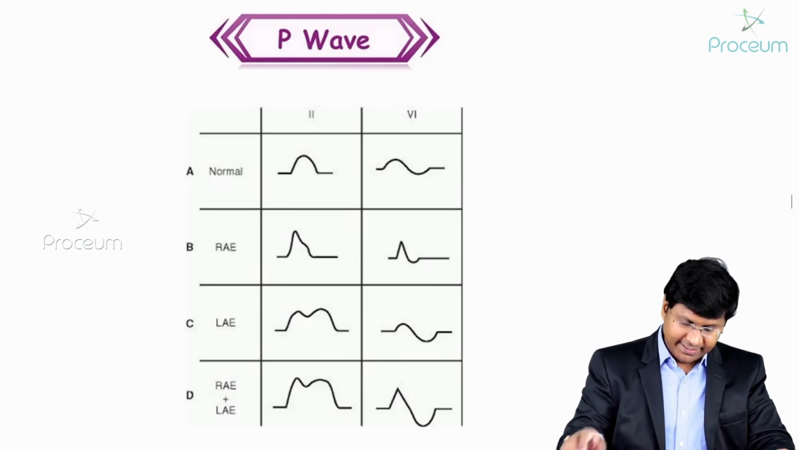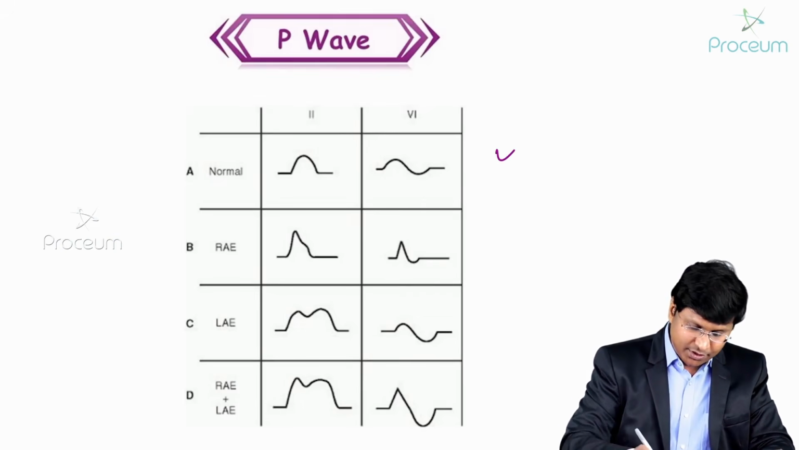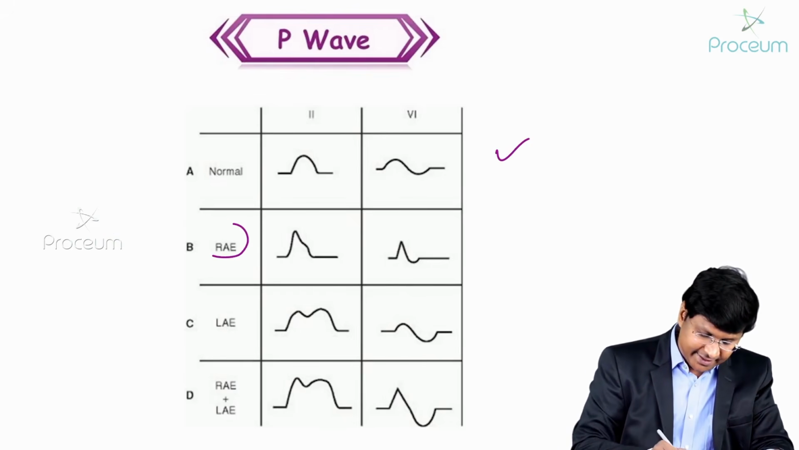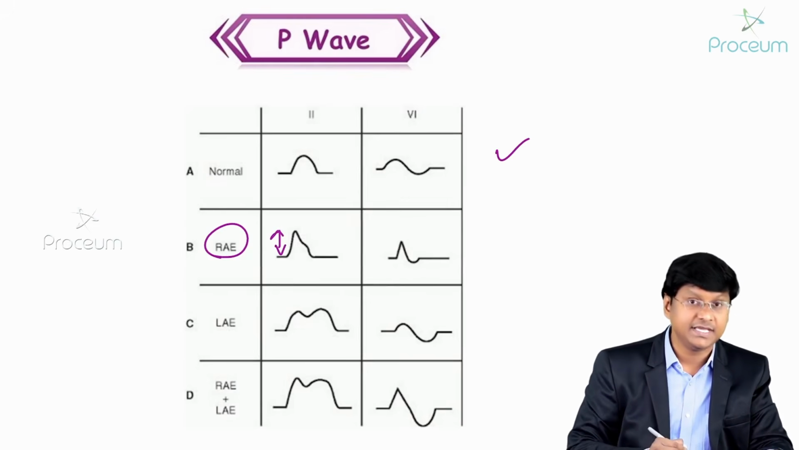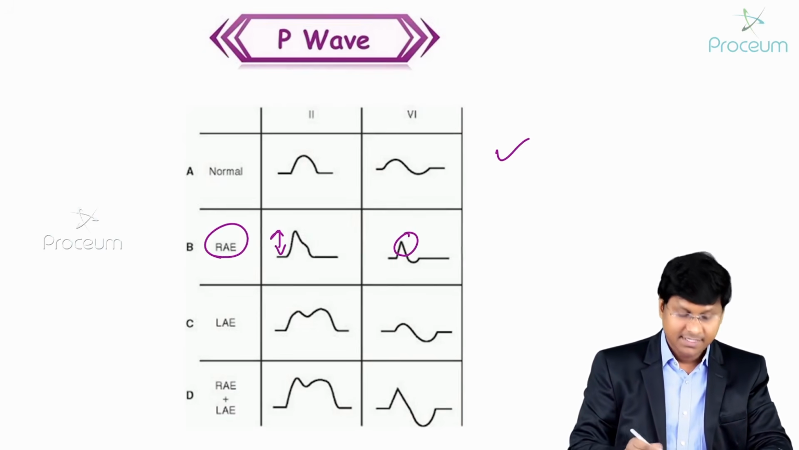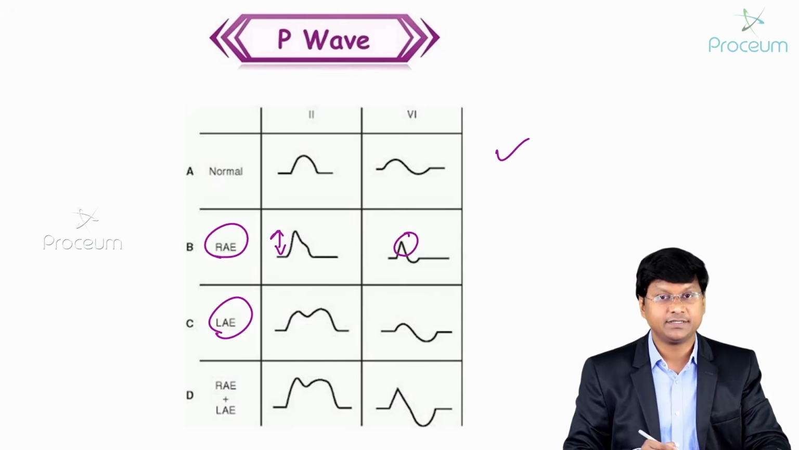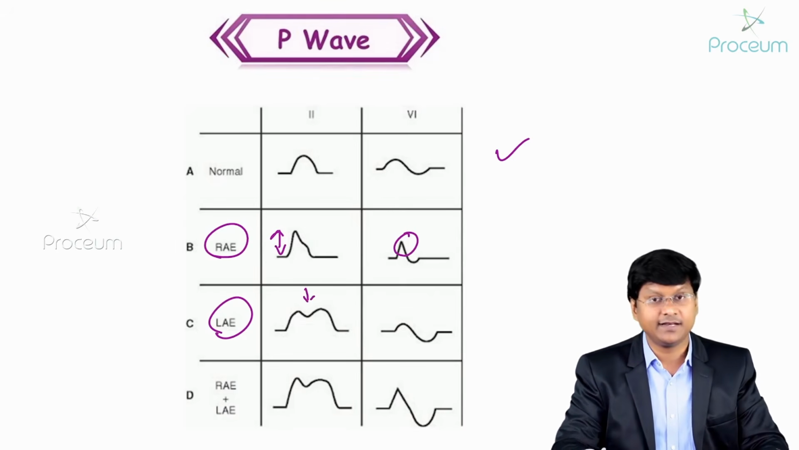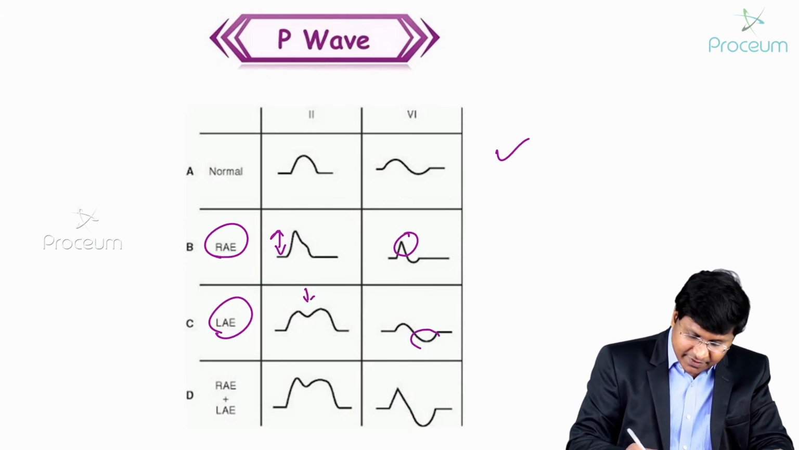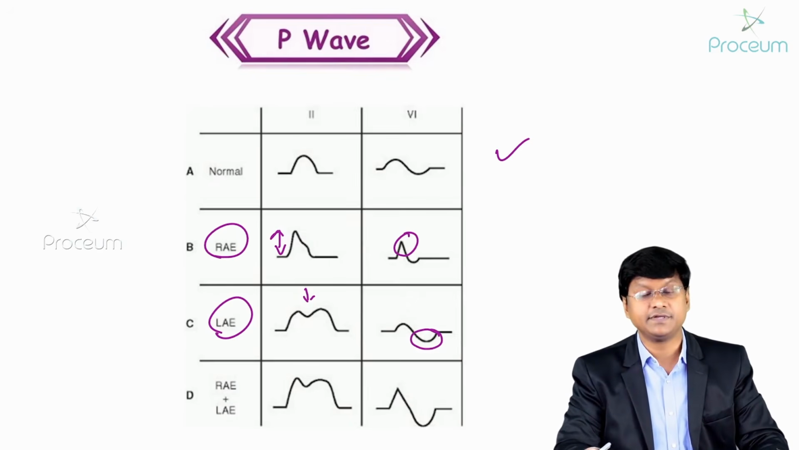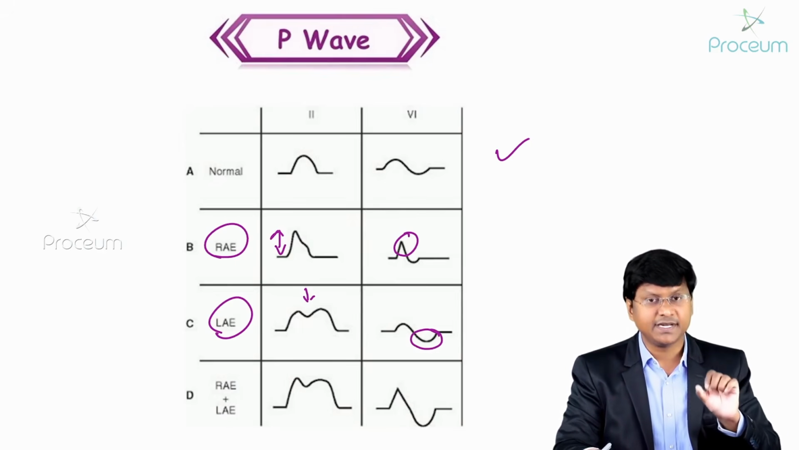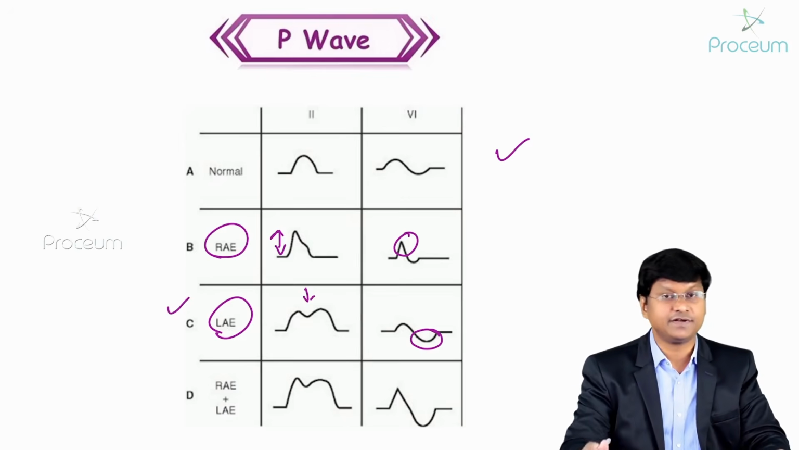So if you see this, this is the summary. This is your normal P wave, which is monophasic in lead 2 and biphasic in lead V1. And in right atrial enlargement, you have the presence of the P pulmonale, and the first half of the P wave in lead V1 is enlarged. In case of left atrial enlargement, you have the P mitral, which is the P wave of M shape in lead 2, and the second half of the P wave is deeper and wider. That is what you will have in case of left atrial enlargement.